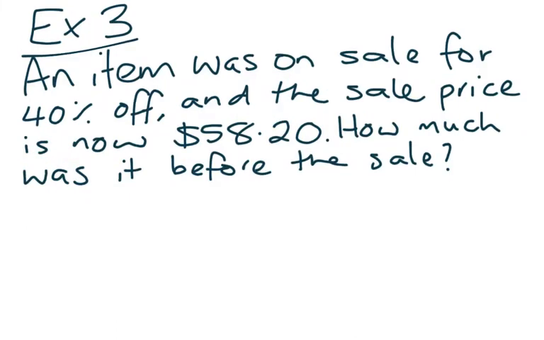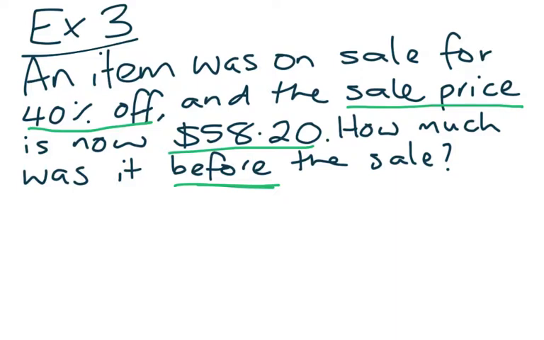Okay, so our third example is a decrease. Again, we're going to underline some important parts. It says an item was on sale for 40% off. The sale price is $58.20. How much was it before the sale? Usually with original amount questions, you get words like before and original amount. What was it before this happened? That's the sort of thing that you should be looking for if you're trying to work out that it's an original amount question.